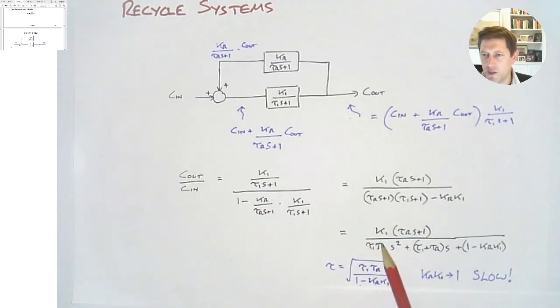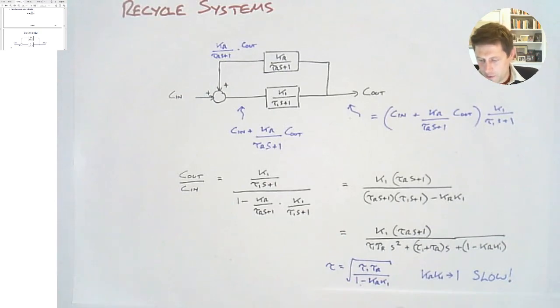So we have tau 1 tau R divided by 1 minus KR K1, and that would be equal to tau squared, and so tau, the overall process time, is equal to the square root of that. So we can see how a recycle stream can be implemented with the Laplace transform method, and we can get the overall process time out of that.